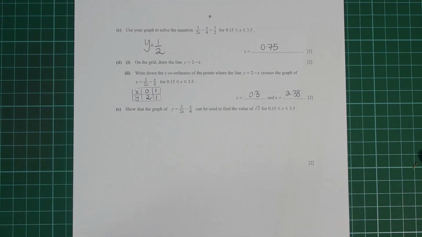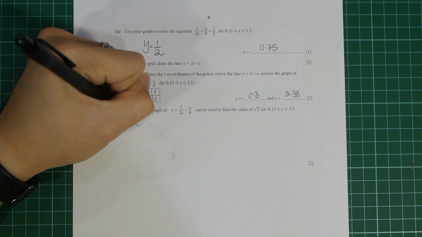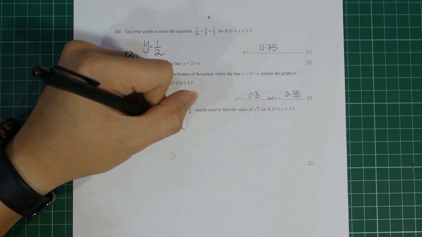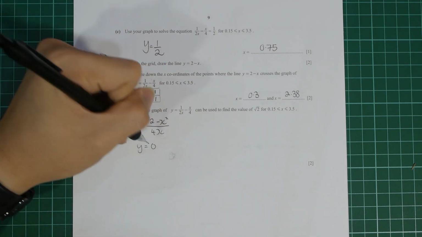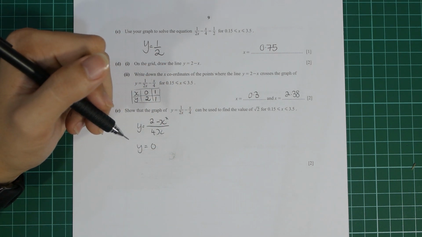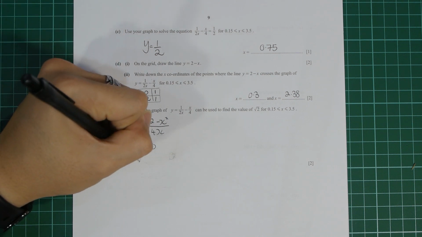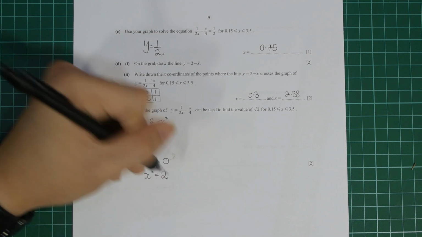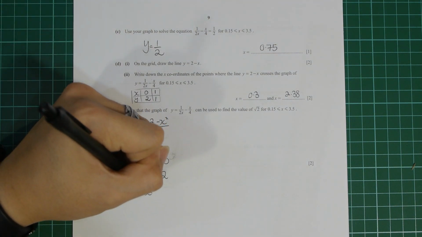Question E. This is actually not as hard as you think. All you need to do is to combine them into a single fraction. So you will get (2 - x squared) over 4x. So when this entire thing equals 0, your x after the shifting and calculation will be square root 2.